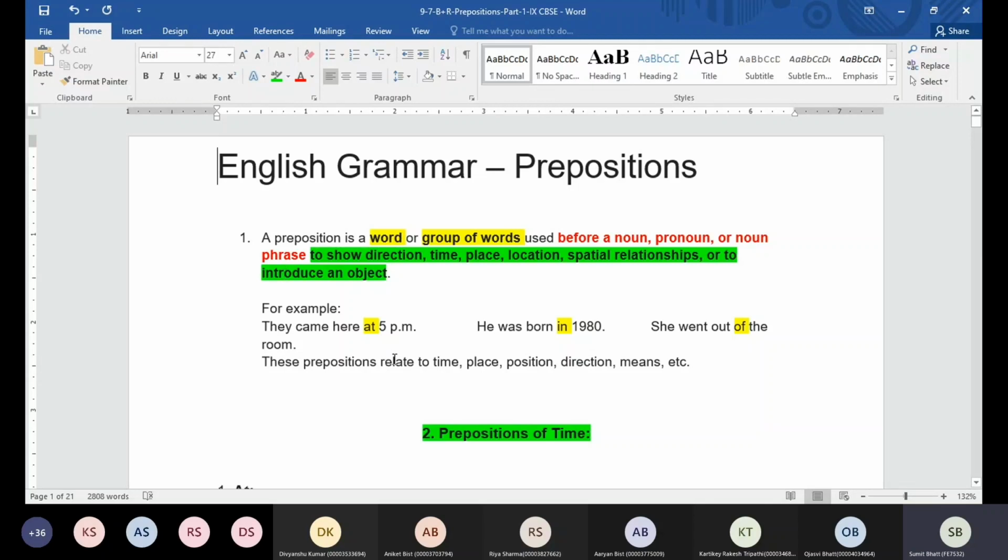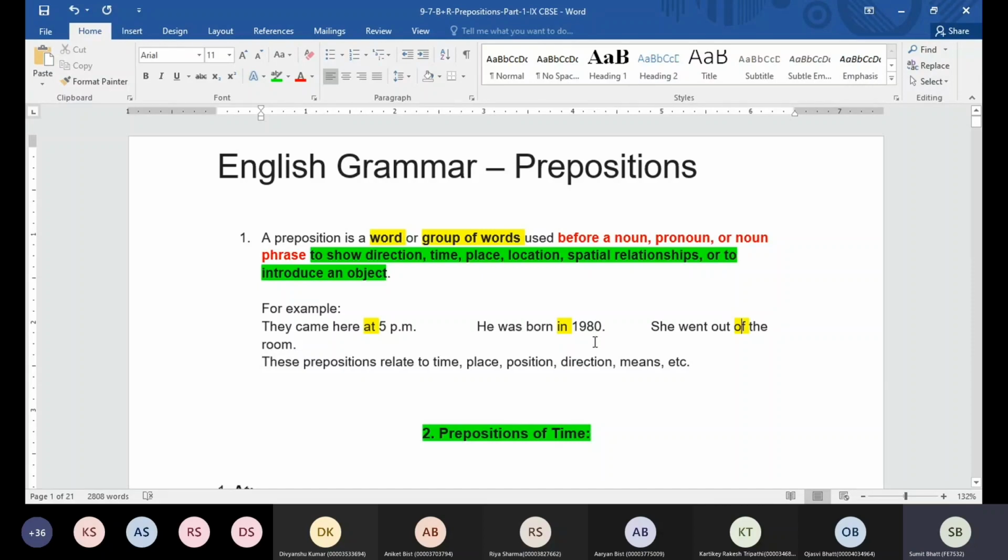Like if you see these sentences as an example, we have: they came here at 5 p.m. So we are denoting some time here. Okay, this is 5 p.m., and we are connecting this 5 p.m. to the rest of the sentence. Okay, like he was born in 1980. So we are introducing 1980 and we are joining 1980 using the word in to he was born. She went out of the room. So when I say she went out, we are connecting the room using of.